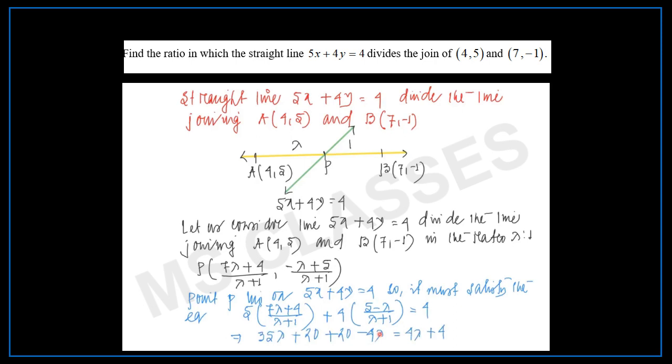Now if we simplify this one, what we get? Here we are getting 31 lambda minus 4 lambda. 31 minus 4, that will be 27 lambda, and that will be equal to what? 40, and here we have 4. So 4 minus 40, that will be minus 36. So ultimately what we get here, 27 lambda equal to minus 36, and therefore lambda is coming as minus 4 by 3. That means it is dividing externally in the ratio 4:3. The line is dividing AB externally in the ratio 4:3.